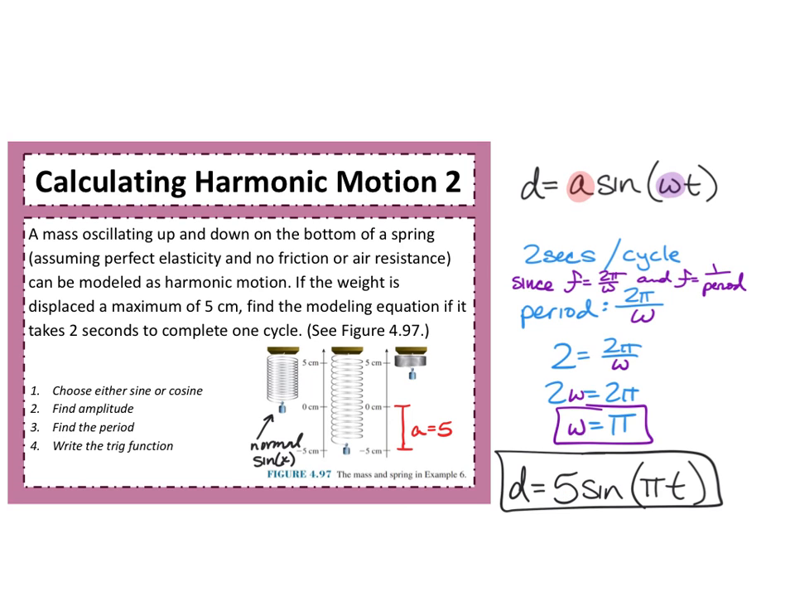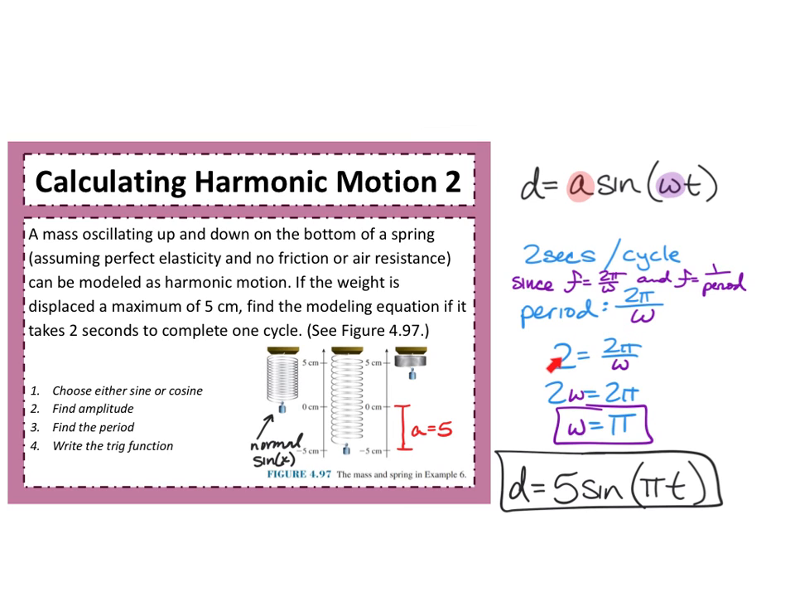But how we find omega comes from this 2 seconds to complete one cycle. So this should say seconds per cycle. If we do seconds per cycle, we're talking about both the frequency and the period. Remember, the period is 2 pi divided by omega. That used to be b, but in angular velocity and angular momentum, that's now omega. We change what we use in physics, so we change what we use in math because math is physics.